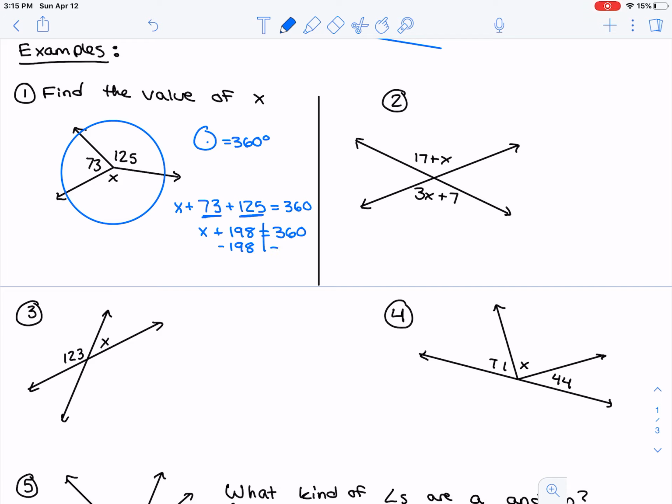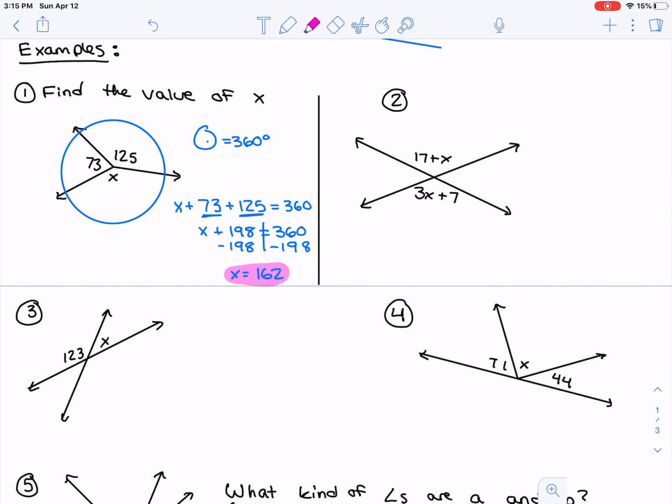So I'm going to subtract 198 on both sides. And by this point, you should be pretty comfortable with solving for equations, since we've been doing that the last 3-4 weeks now. X would equal 162. Okay? All right. Moving on to number 2 here.